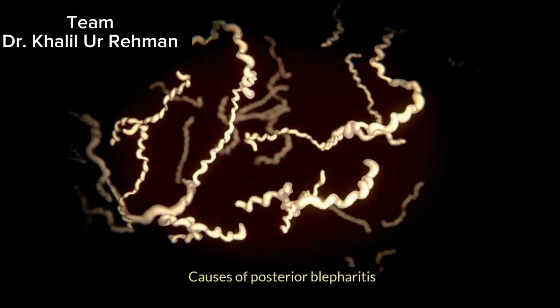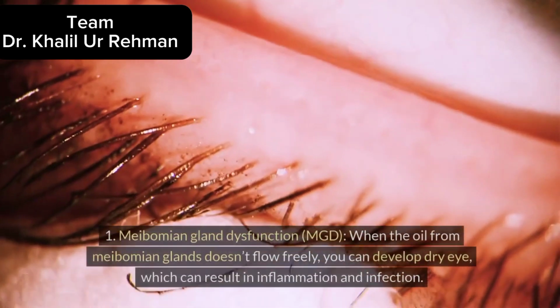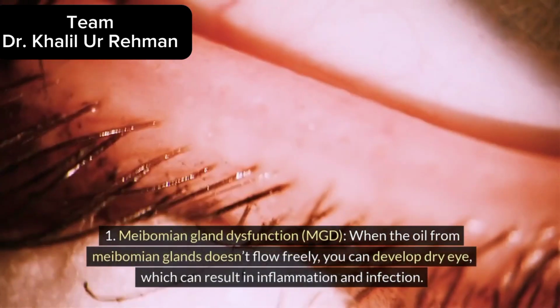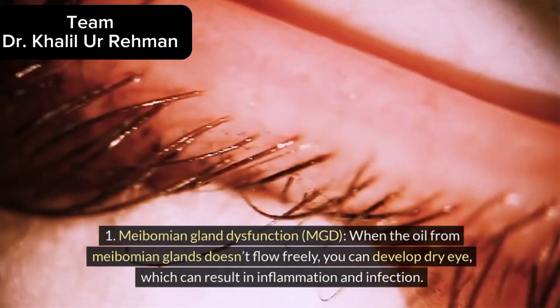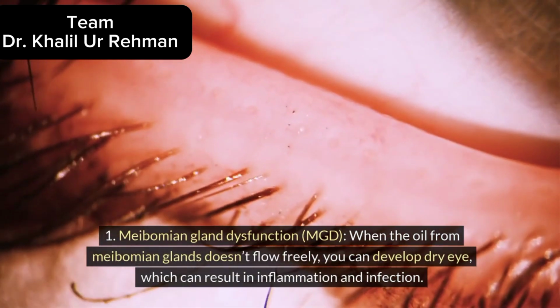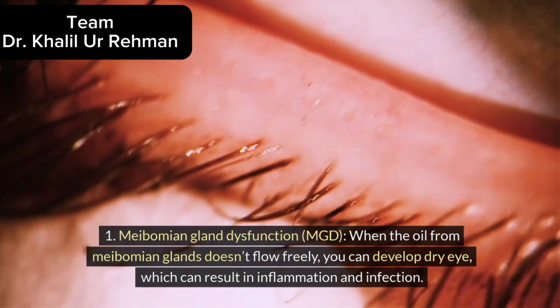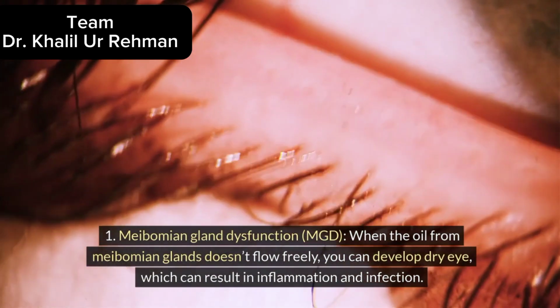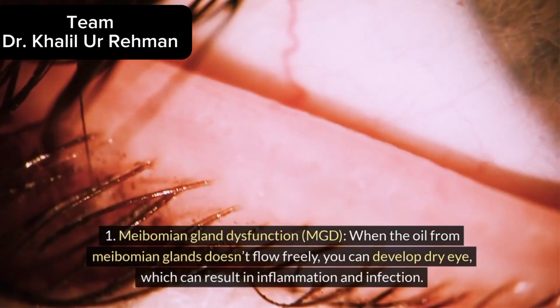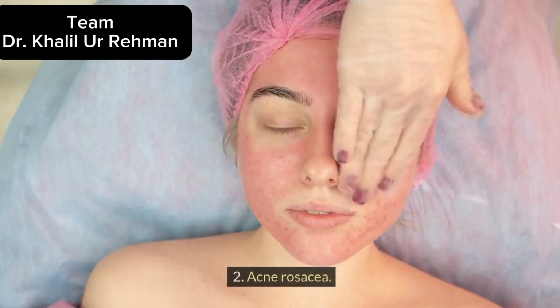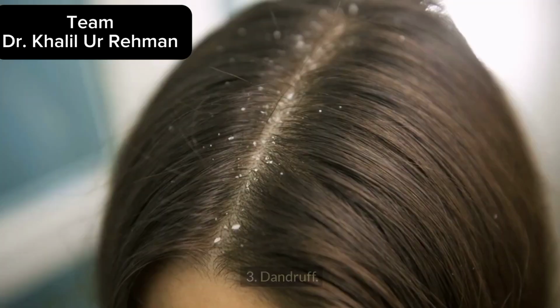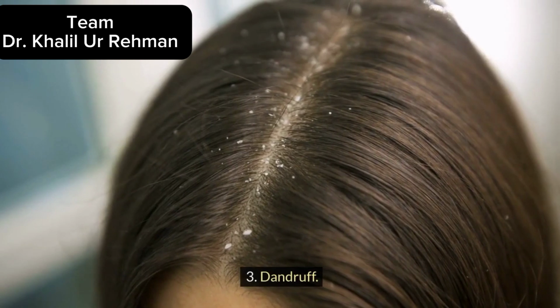Causes of posterior blepharitis. 1. Meibomian gland dysfunction, MGD. When the oil from meibomian glands doesn't flow freely, you can develop dry eye, which can result in inflammation and infection. 2. Acne rosacea. 3. Dandruff.